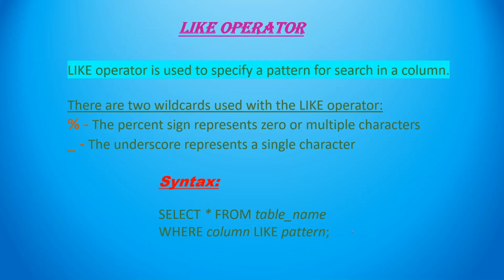Next is the like operator. The like operator is used to specify a pattern which can be used for string values. Generally it is used for string values. Here there are two wildcard characters which we use in the like operator. Number one is the percentage sign, which represents multiple characters, and the second character is underscore, which represents a single character. And the syntax for using like is select asterisk from table name as earlier, where column like pattern. Here you have to specify the pattern along with the like keyword, the pattern which you want to match with the column.